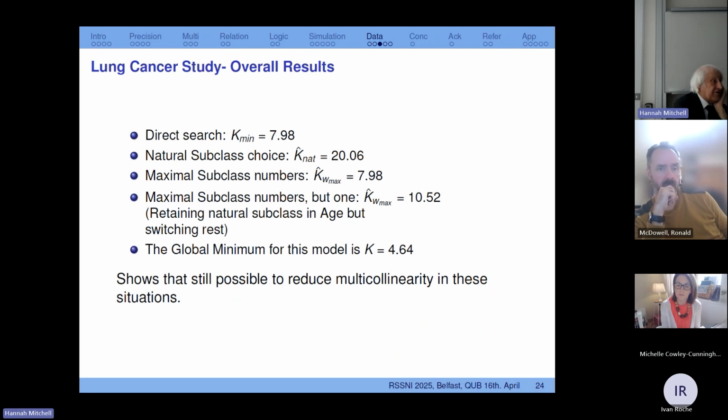Okay. So we're doing very well on time here. So here are the lung cancer study overall results. By direct search of all possible reference subclasses, we get the multicollinearity measure 7.98. The natural subclass choice is 20.06. The maximal subclass numbers are the preferred method that we are recommending. Okay, it attains the minimum, 7.98.